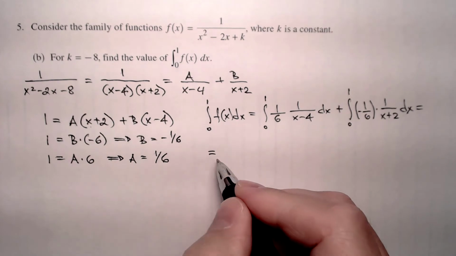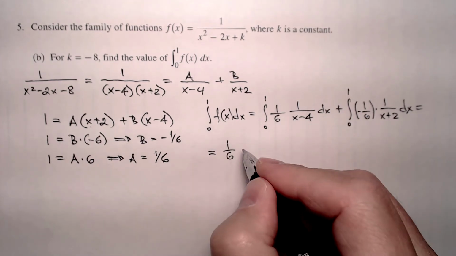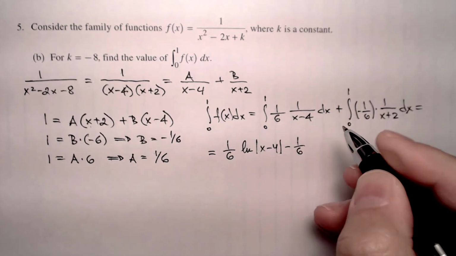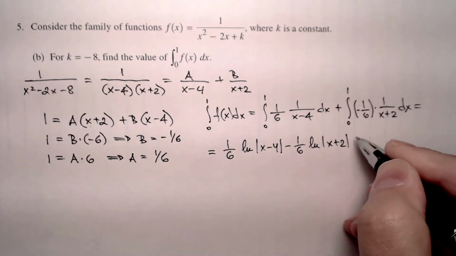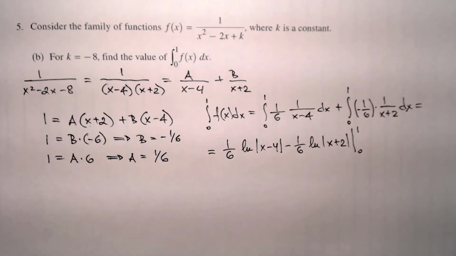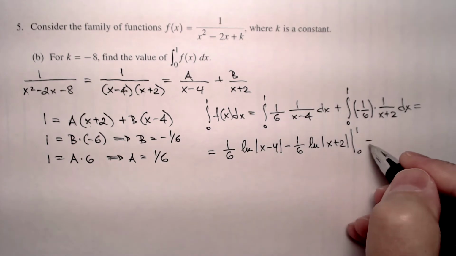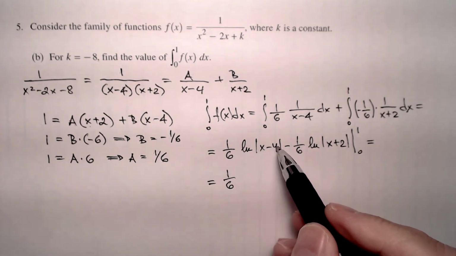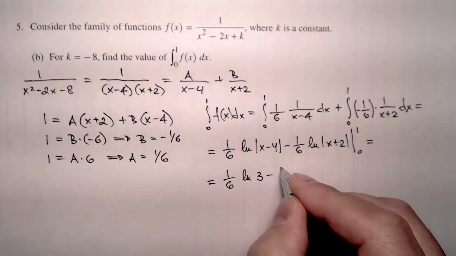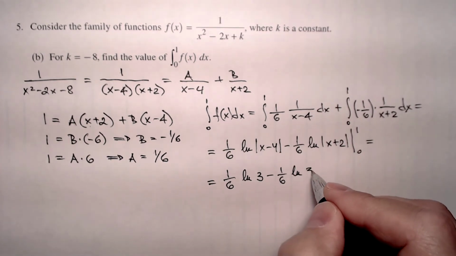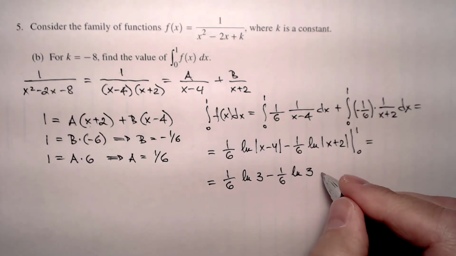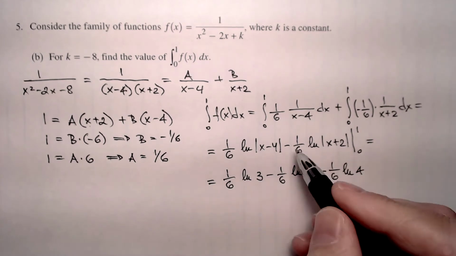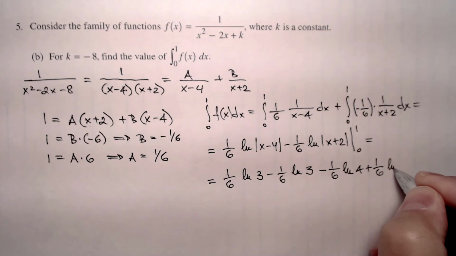This is equal to, we can then take 1/6 outside, 1/6 ln of the absolute value of x minus 4, minus 1/6 ln of the absolute value of x plus 2. And this has to be evaluated at the points 0 and 1. So plugging in those values, we get 1/6 ln of the absolute value of 1 minus 4, which is ln of 3, minus 1/6 ln of 1 plus 2, ln of 3, that's when we plugged in 1, and now plug in 0, minus 1/6 ln of the absolute value of 0 minus 4, ln of 4, minus minus, plus 1/6 ln of 2.